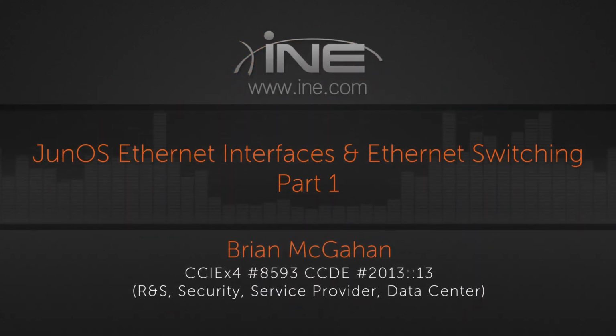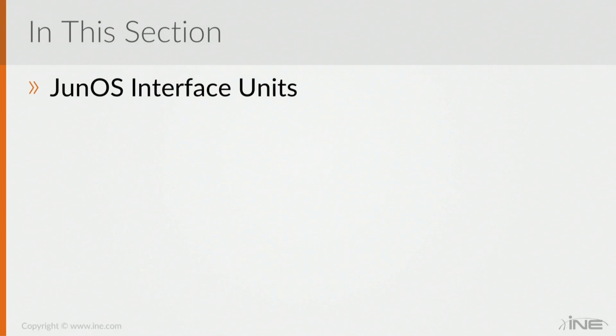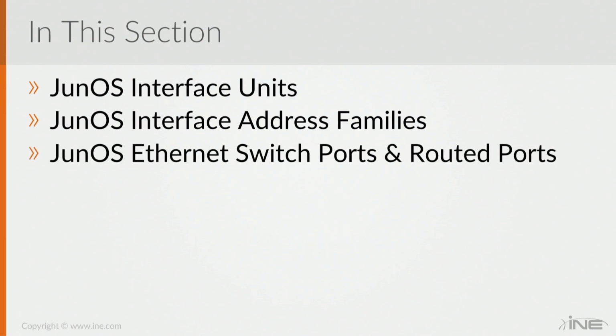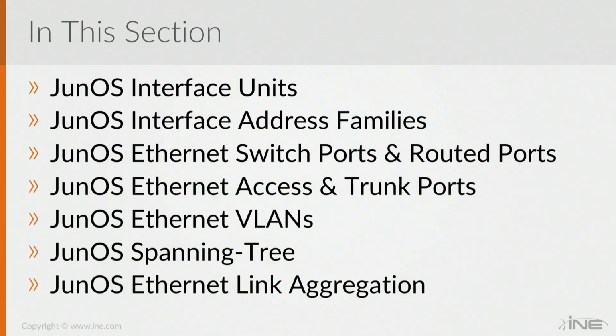In our next section, we're going to look at how Ethernet interfaces and Ethernet switching work in JunoOS. And first off, we're going to talk about how interface units work in JunoOS, similar to how subinterfaces work in iOS. We'll talk about the address families at the link level and specifically what they're used for. I'll talk about how we configure both layer 2 switch ports and layer 3 routed ports in JunoOS, the difference between access and trunk port configuration, the VLANs, spanning tree, and then finally Ethernet link aggregation.